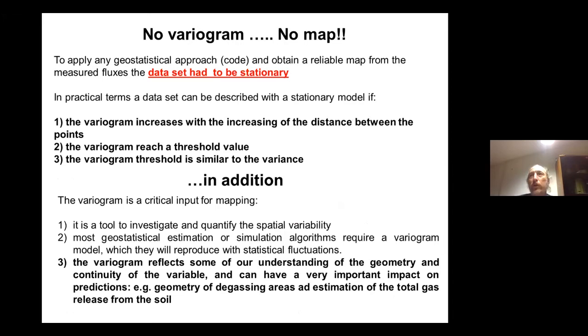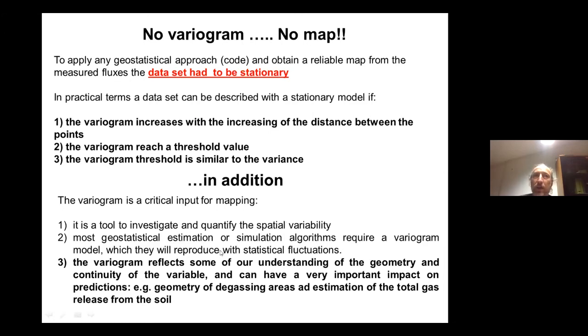So the map that we produce using our dataset, if this mapping is not based on the existence and on the modeling of the variogram of the data, is simply a picture, not a quantitative model of the spatial distribution of the data. From a theoretical point of view, our dataset needs to be stationary to be elaborated with these geostatistical tools. In practical terms, we can detect and define if our dataset is stationary by looking at whether a variogram exists, whether the variogram increases with the distance between the points, whether it reaches a threshold value, and whether this threshold value is similar to the variance of the data.